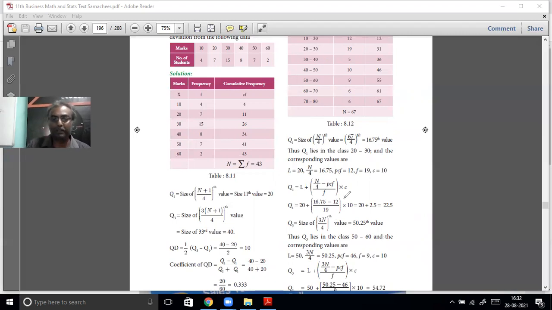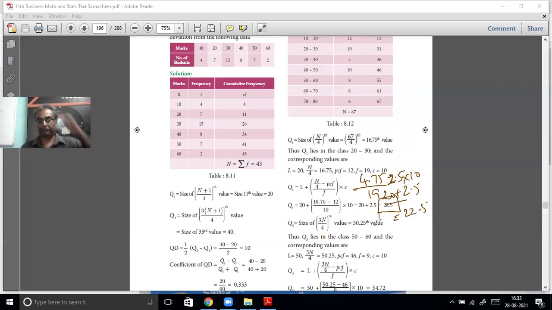16.75 minus 12 is 4.75. 4.75 divided by 19 will be 0.25. So 20 plus, into 10, okay, 0.25 into 10 is 2.5. So 20 plus 2.5 is equal to 22.5. That's what you're getting here. 22.5. That's Q1. For Q3, what did we do? 3 into 67 by 4.